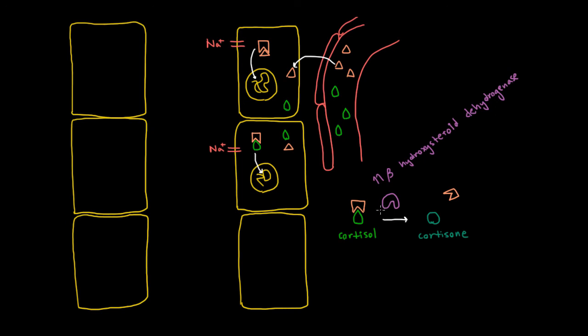Now the disease we're going to talk about occurs when there's a mutation in this enzyme here that prevents the kidney from converting cortisol to cortisone. So let's try to figure out what the effects would be.